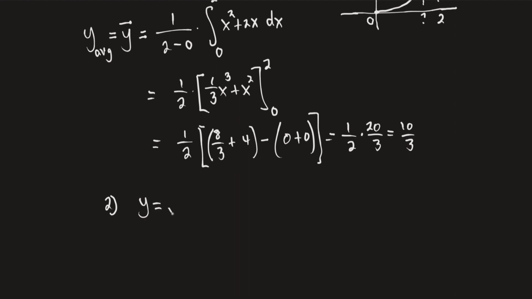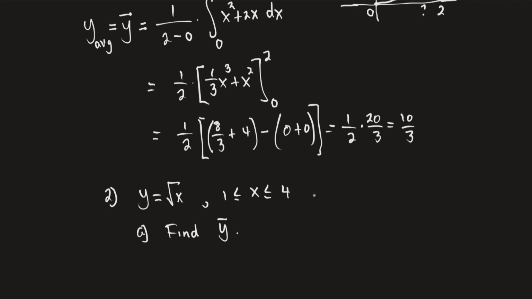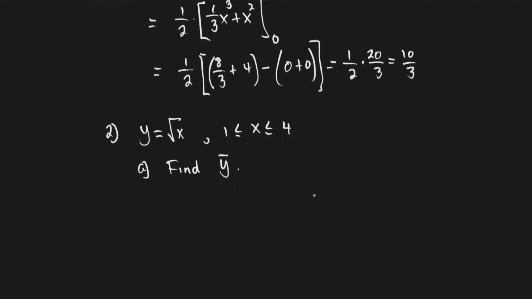So let's say something like the square root of x, right? So now this is our square root function, and let's say x is now between 1 and 4, right? So part A, find y bar, the average value. Okay, well let's set it up. We have our f of x, we have our a, we have our b. We now know the formula for the average value of a continuous function. So it's 1 over b minus a times the integral from a to b of my function.